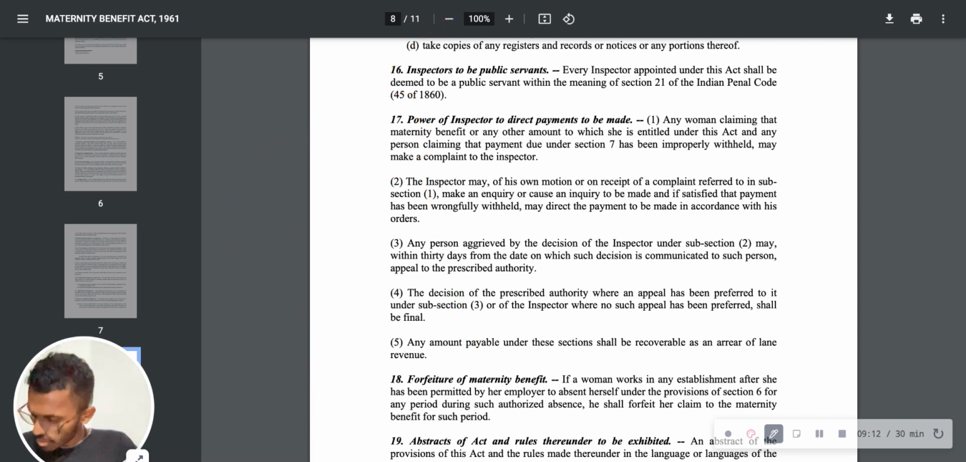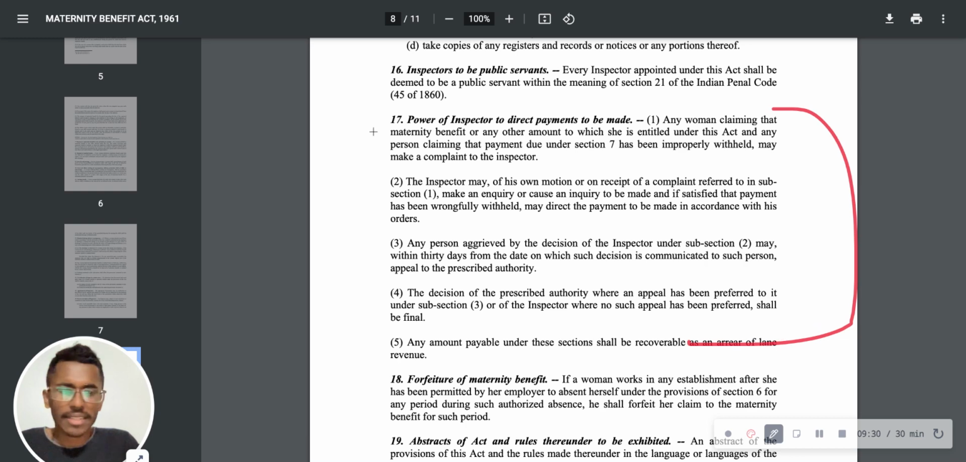The decision of the prescribed authority where an appeal has been preferred to it under subsection 3, or of the inspector where no such appeal has been preferred, shall be final. Any amount payable under these sections shall be recoverable as an arrear of land revenue. So yes, strict actions will be taken.